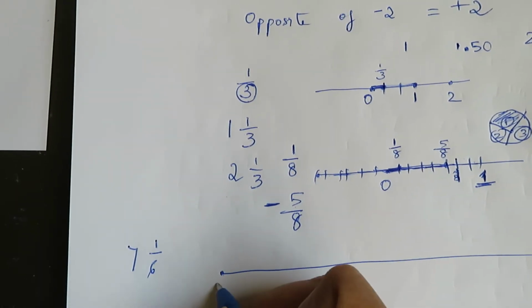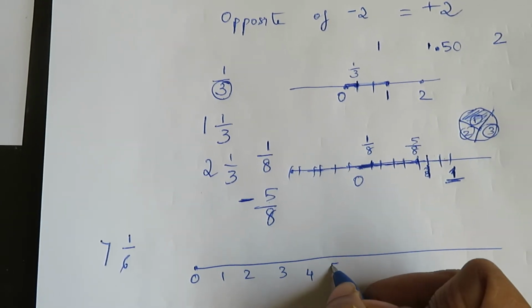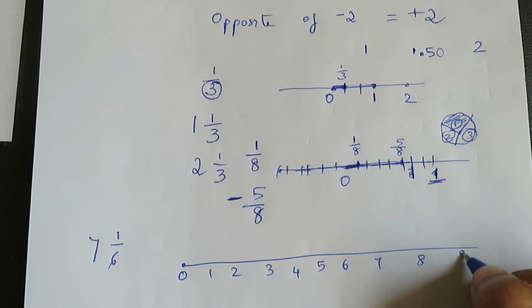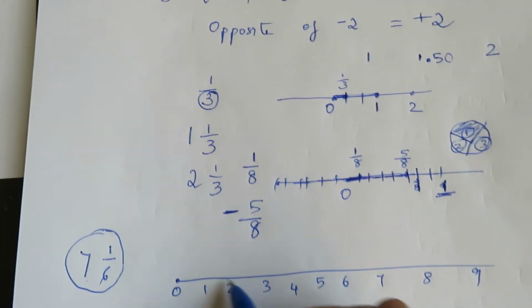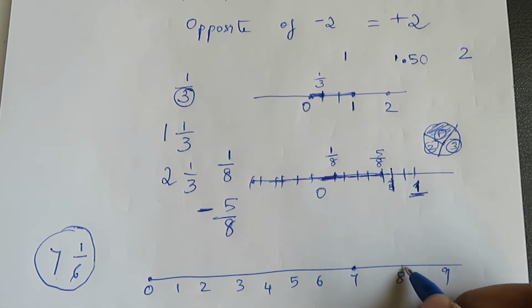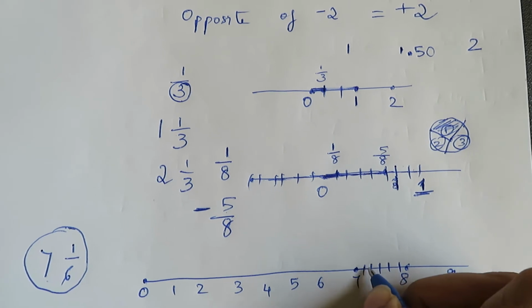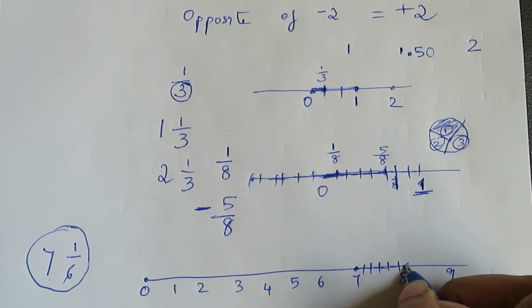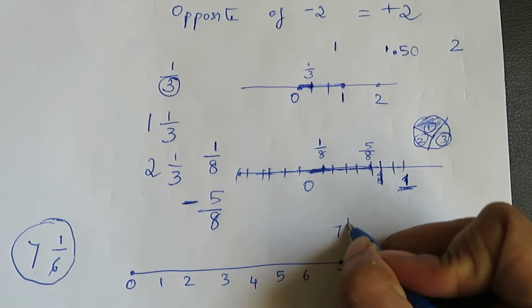If I want to mark 7 and 1/6, so what does it mean? From 0, 1, 2, 3, 4, 5, 6, 7, 8, 9, like this I have a number line. Since I have 7 chocolates that I ate, it's going to be after 7 and before 8. So between 7 and 8, I'll make 6 portions, and this here will be my 7 and 1/6.